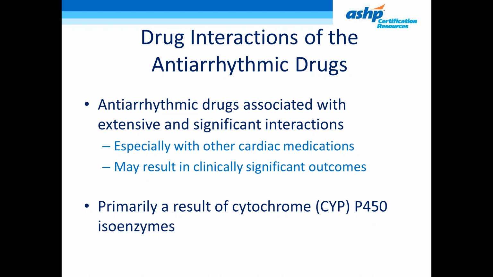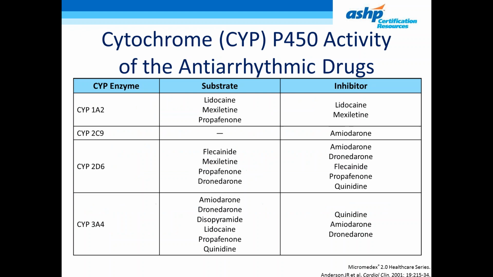Now, the drug interactions that we see with the antiarrhythmic drugs are primarily a result of the cytochrome P450 isoenzyme system. If we look at the antiarrhythmic drugs, we see that they use the cytochrome P450 system both as a substrate and then also as an inhibitor. The major pathways that are affected are 1A2, 2C9, 2D6, and 3A4. And as you see, for the most part, almost all of the antiarrhythmic drugs affect the cytochrome P450 pathway. There are very few exceptions to this rule when it comes to the antiarrhythmic drugs.